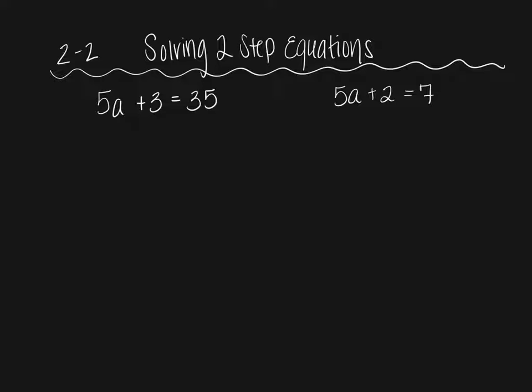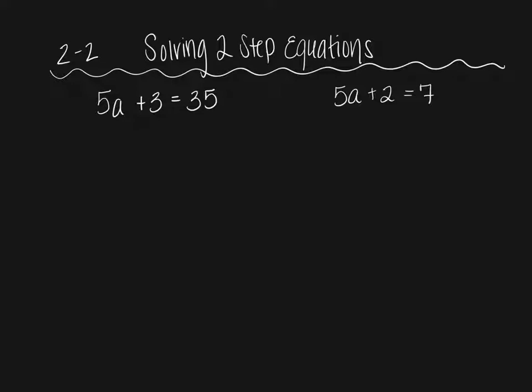I want you to look over here now at 5a plus 3 equals 35. Let's solve this one together. Write this problem down on your paper and write down each of the steps that we do together. And then I'm going to give you time to go back and do your problem, 5a plus 2 equals 7, on your own.